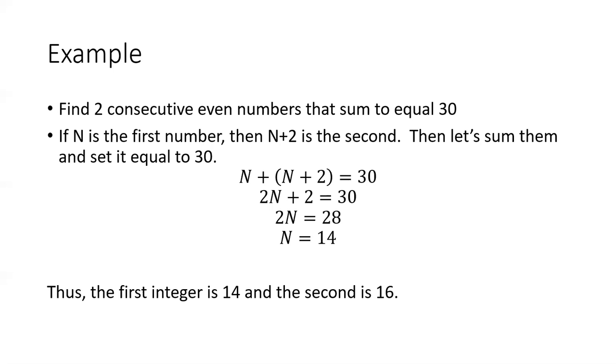2. n equals 14. So again, these are really straightforward problems to do. Translating it from the English into the math is the hard part, but once you get the equation, it's simple to solve. So the first one is 14, and then n plus 2 is the second, so the second would be 16. And yes, 14 plus 16 does equal 30.